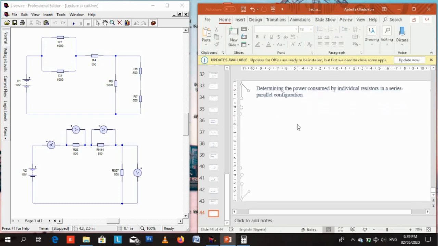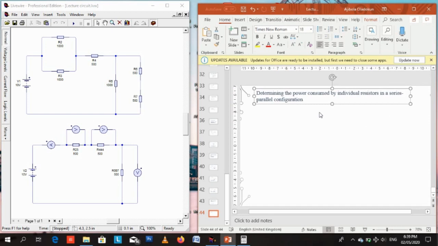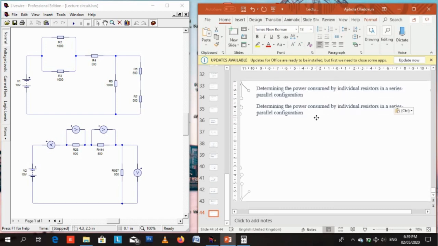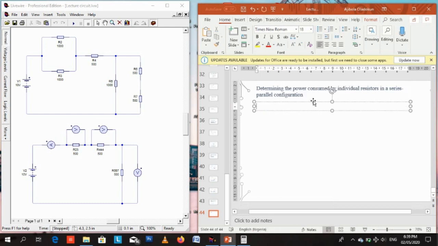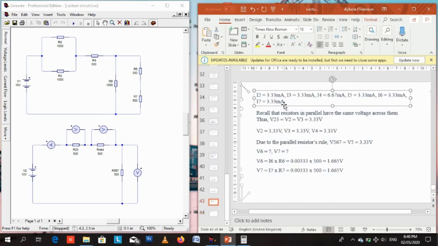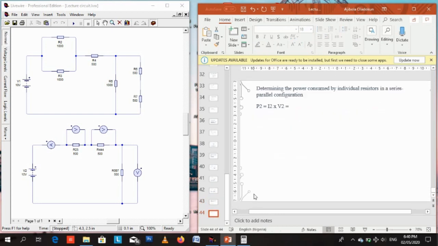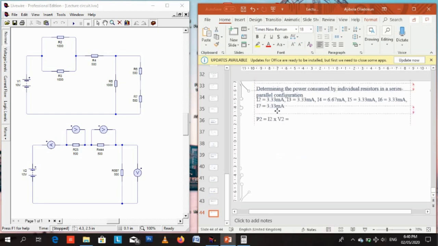So we want to examine how one determines the power consumed by individual resistors in a circuit where you have a combination of series connection and parallel connection of resistors. We'll start from P2, because R2, for aesthetic reasons, is our first resistor, not R1. We don't have R1 yet. We start from R2 and go to R7: R2, R3, R4, R5, R6, R7. So the power consumed by each resistor will be P2, P3, P4, P5, P6, P7. So let's start from P2.